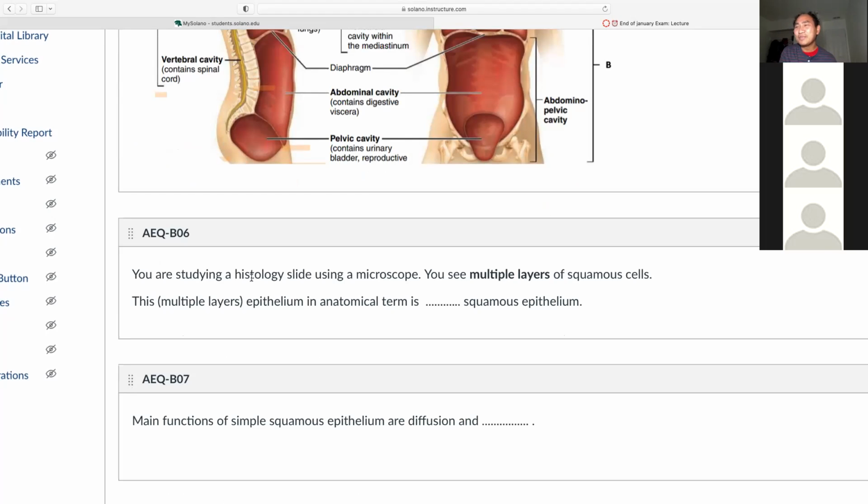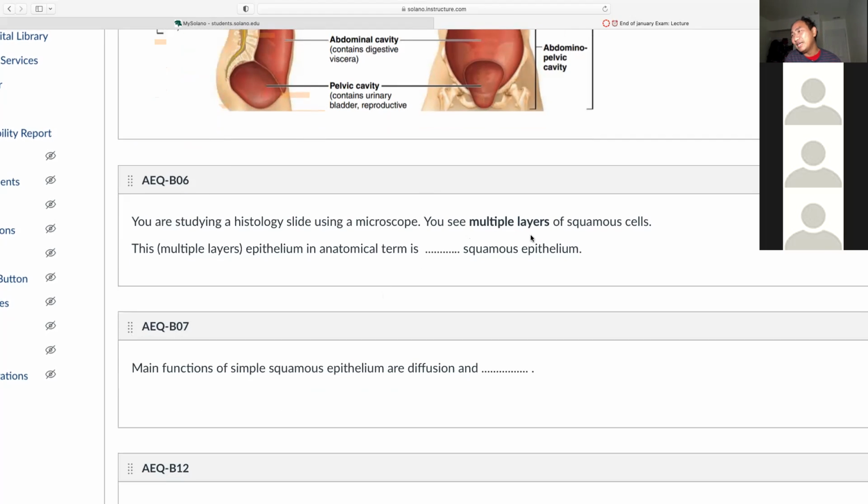You are studying a histology slide using a microscope. You see multiple layers of squamous cells. This multiple layer epithelium in anatomical term is stratified.